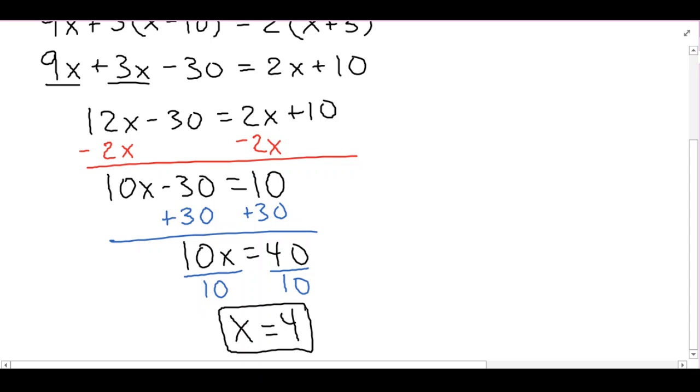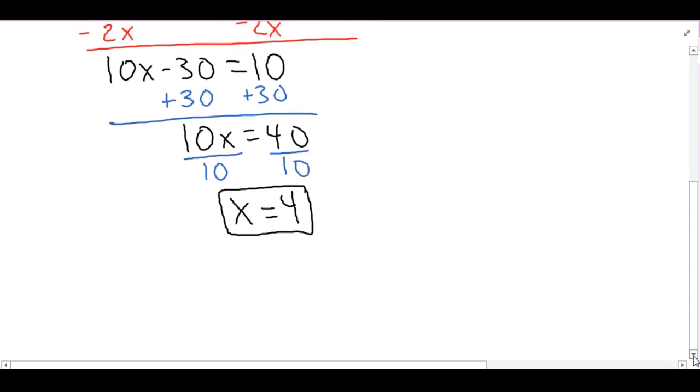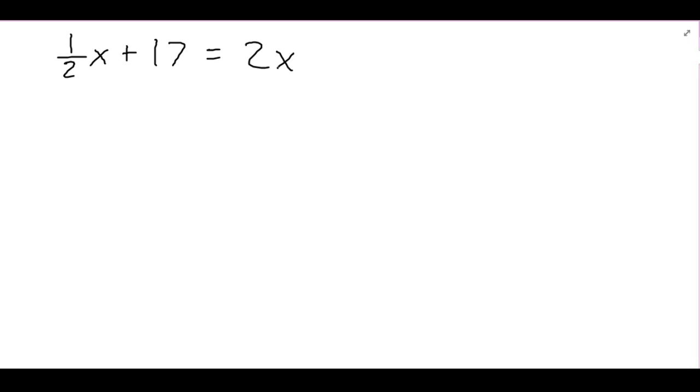Let's go ahead and do one more problem before I end this video. I noticed that some of you guys still don't like dealing with fractions as well, so let's have one that has a fraction involved. Let's go with 1/2 x plus 17 is equal to 2x. Now everything's really simplified here. There's no distribution that you need to do. There's no like terms that you have to combine right now.